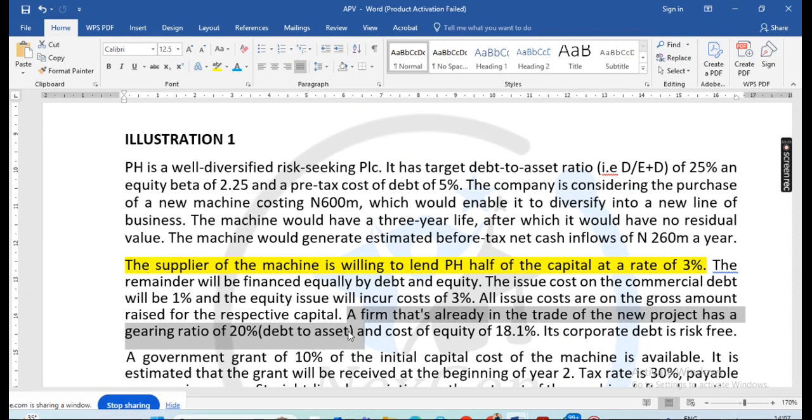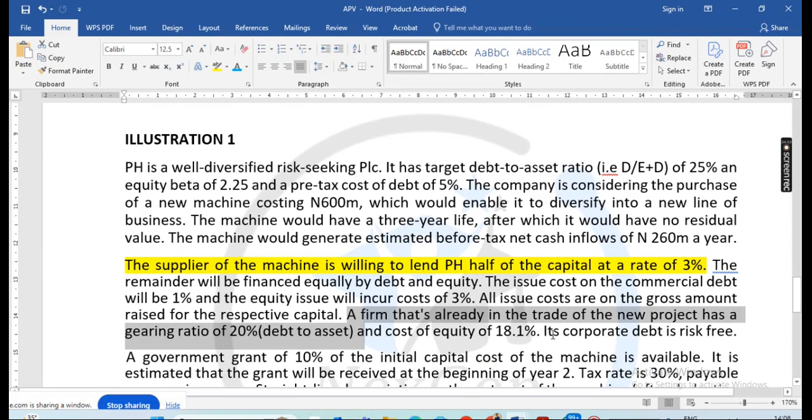Now you can see that a firm that is already in the trade, there is a proxy company now, and the gearing of the proxy company is 20% debt to asset. That is debt to equity, since it is not defined. 20% for debt and 100% for equity. And cost of equity of 18.1%. That is the cost of equity of that proxy company.